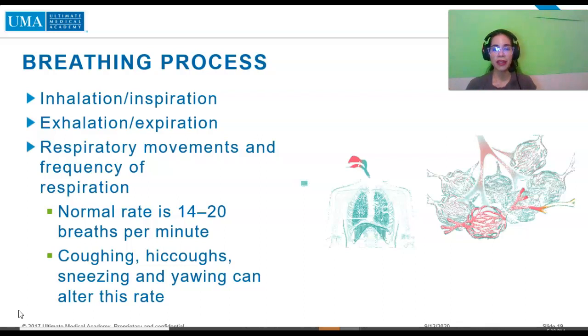So that is the breathing process. The diaphragm pulls down on the lungs, decreasing the air pressure relative to the outside. Air moves in, we oxygenate the blood, the diaphragm pushes the lungs back up, and thus we exhale. The normal rate is about 14 to 20 breaths per minute. Coughing, hiccups, sneezing, and yawning can alter this rate.